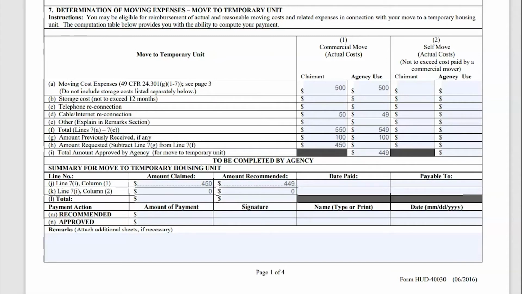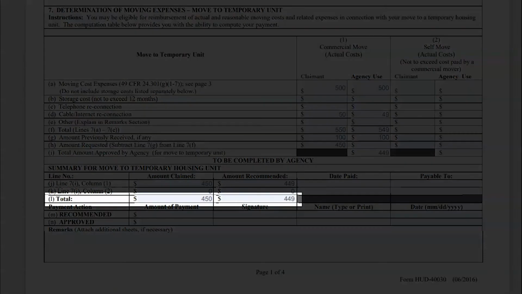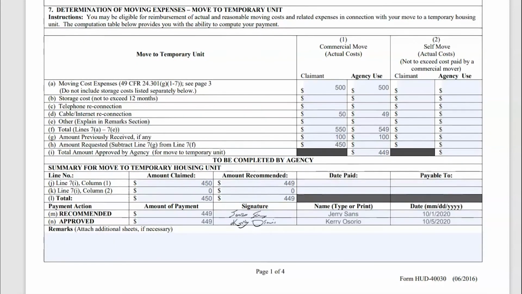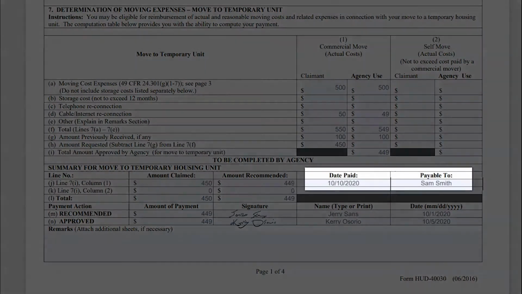In line 7L, the subrecipient will total line 7J and 7K. Upon payment, the subrecipient will input the amount recommended and the amount approved for payment, and the signature of the responsible party for the subrecipient, their printed name, and the date of their recommendation or approval. Once paid, the subrecipient should input the date the subrecipient paid the claim and who it was made to.